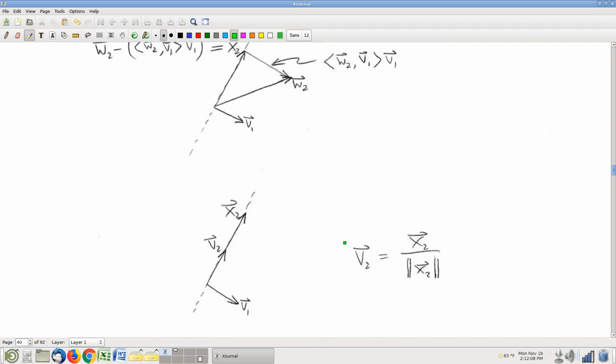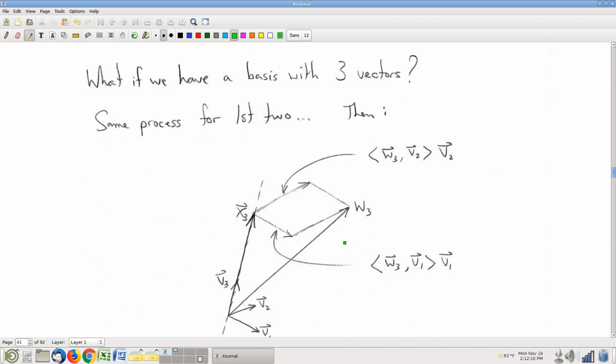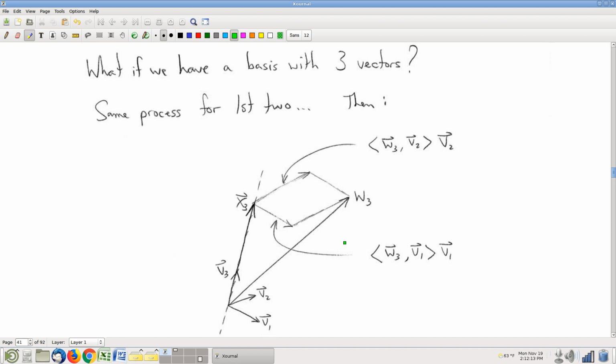What if I have a 3-dimensional basis? Again, disappointing. It's the same process. Fix the first 2 vectors in exactly the same way. You fix the first vector by just normalizing. You fix the second vector by throwing away the appropriate portion in the direction of the first vector, just like on the previous page. And then we find ourselves with this new problem. How do we fix that third vector?